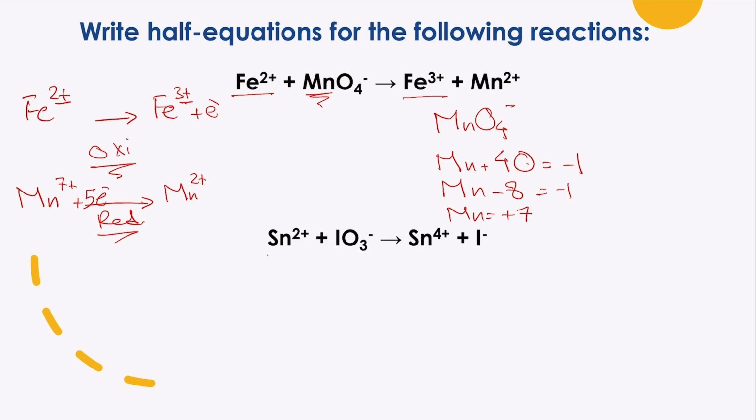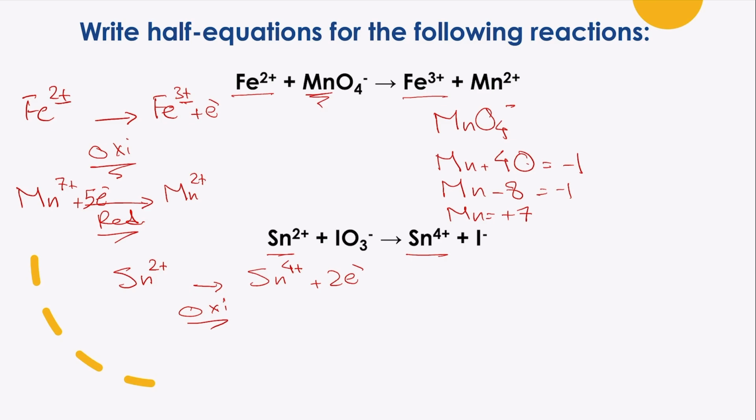Let's check the next equation. So first Sn2+, it became Sn4+. What has happened here? It lost 2 electrons. So this is oxidation half equation.